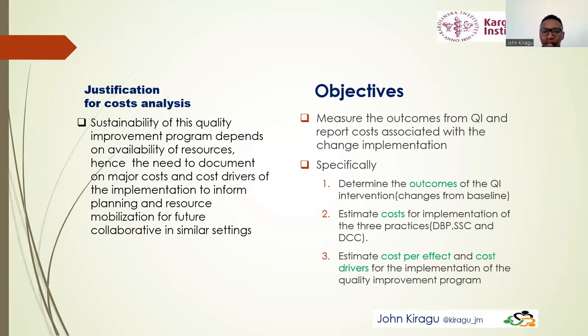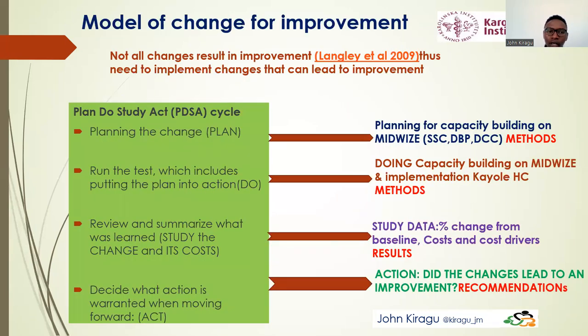The objective of this study, therefore, was to measure the outcomes from the quality improvement interventions and to report on the cost associated with the change implementation. Specifically, the objective was to determine the outcomes of the quality improvement in this particular study setting in Kenya, to estimate the costs for the implementation of the practices, then to estimate the cost drivers and the cost per outcome for the implementation of the quality improvement program. The implementation of the 3 techniques in the Kenyan study setting was guided by the model of change for improvement.